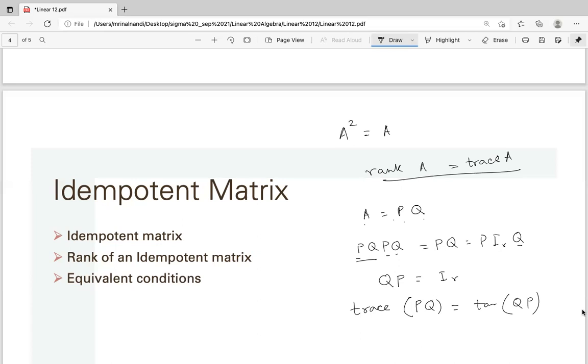So this is very interesting. There are some equivalent conditions on this idempotent matrix. You can generalize these conditions. A may not be idempotent, but A is a sum of some matrices, and they are all square matrices.